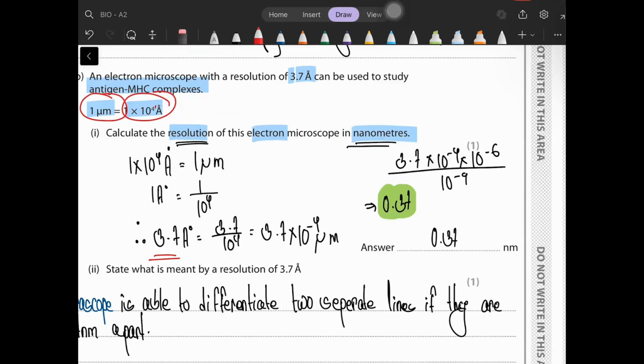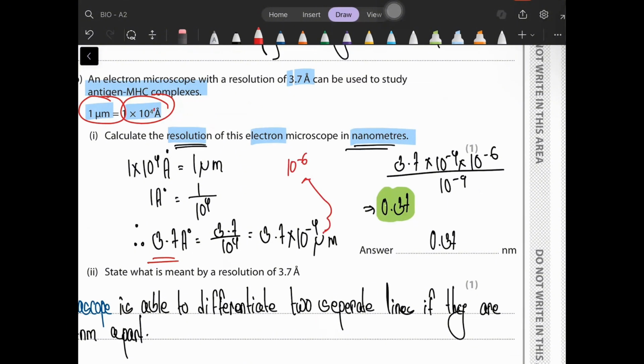I have to remove this micro and add a nano, right? To remove the micro, I will multiply this thing by 10 to the power minus 6. And to add a nano, I will divide this thing by 10 to the power minus 9. This is how I get to this answer.